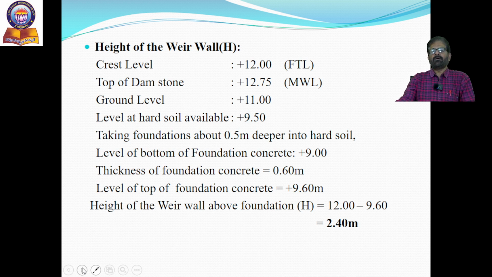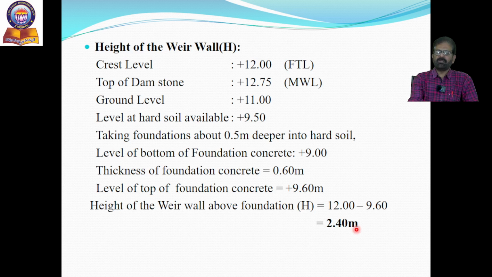Now, simply we can calculate the height of the weir wall. So height may be given by the difference of top and bottom. The top level of the weir wall, the full tank level, is 12 meters only, whereas the top of the foundation concrete is 9.6. Therefore 12 minus 9.6, which is equal to 2.4 meters.